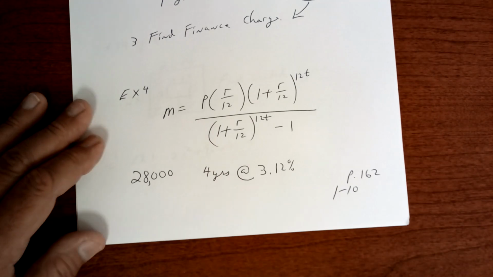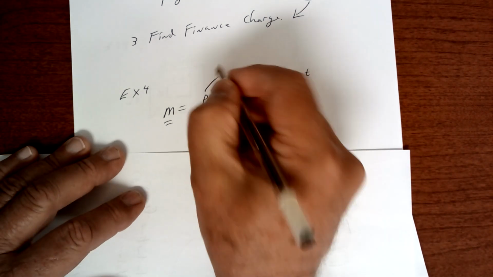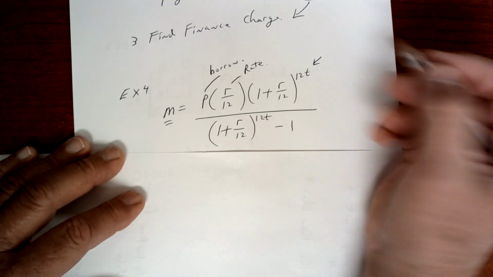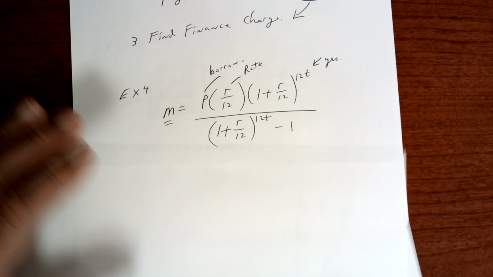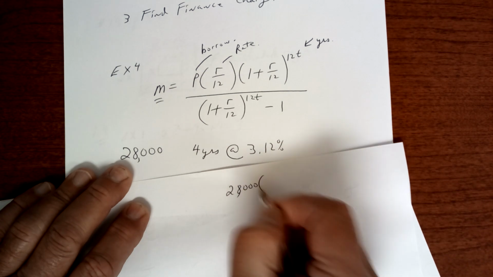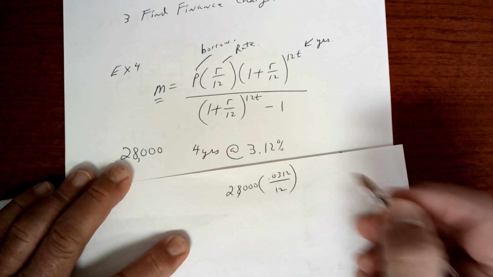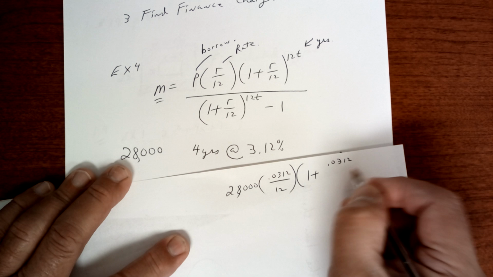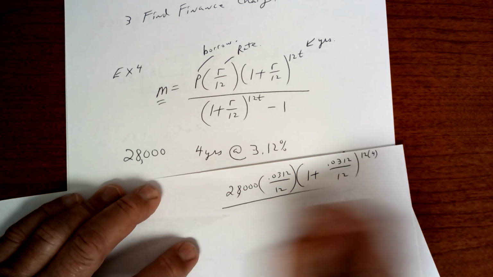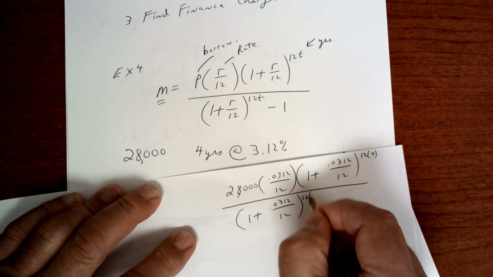Copy this formula down. This formula actually gives you the monthly payment. So this is your principal. This is how much you borrow. This is your rate. This is your time, always expressed as years. And you fill it in. So you take this right here and you fill it in. So the principal is 28,000, that goes here. And then the rate is 0.0312 divided by 12. And then 1 plus 0.0312 divided by 12 times 12 times 4. Right? 4 years. Divide it by, I know this is a monster, 1 plus the rate divided by 12 times 12 times 4, 4 years, and then minus 1.